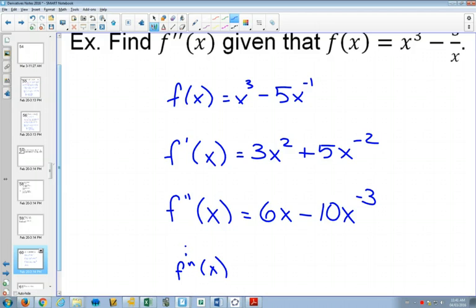Yes? Yeah, the negative 1 came out in front, making it plus 5. Right? Because negative 1 times negative 5 is plus 5, and then I subtracted 1 from the exponent.